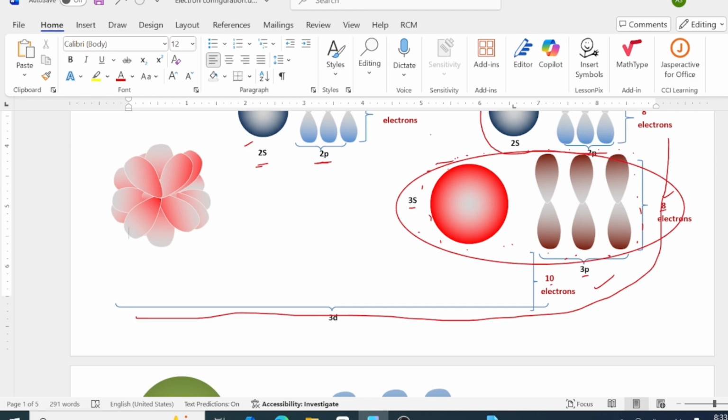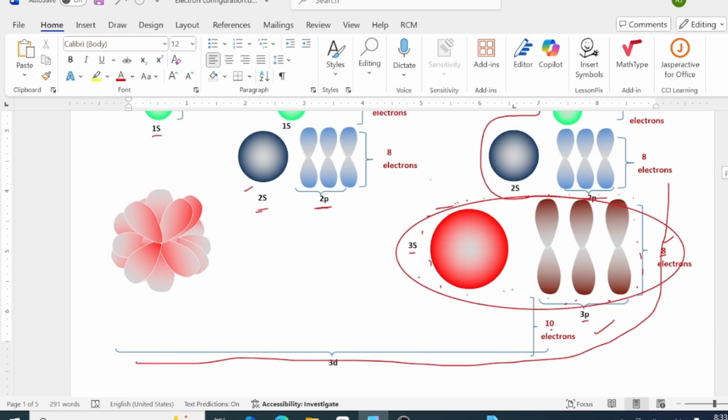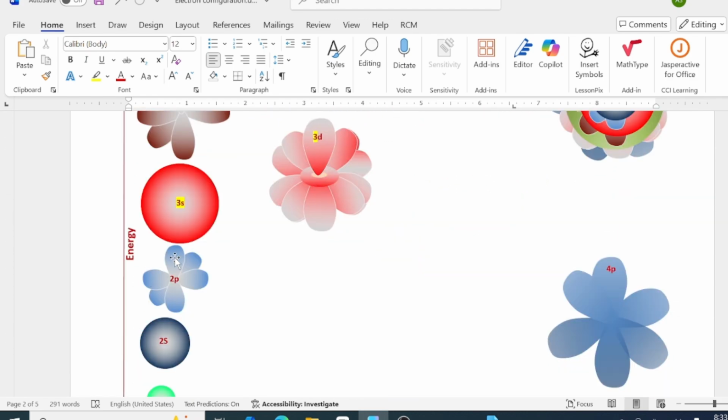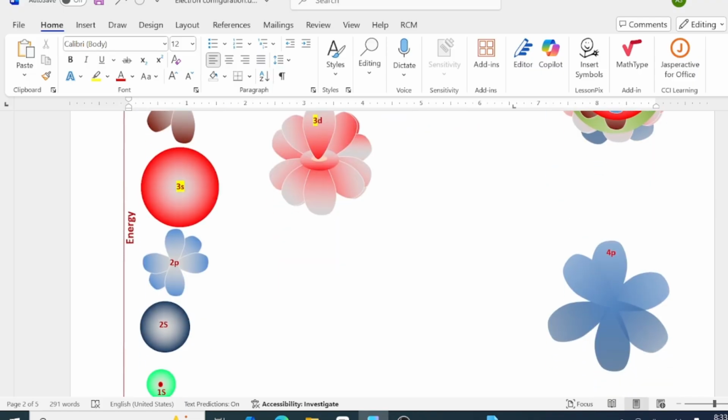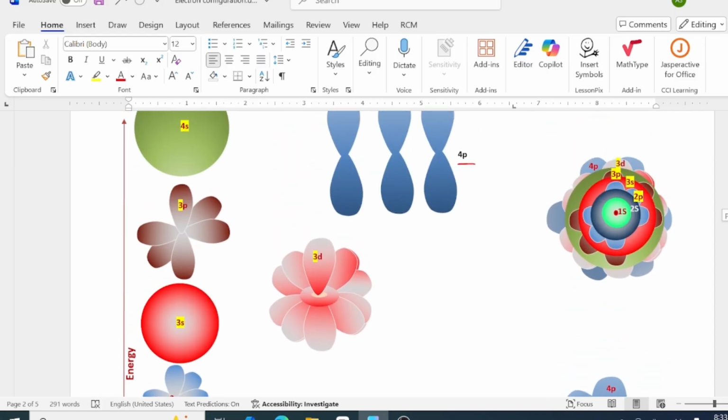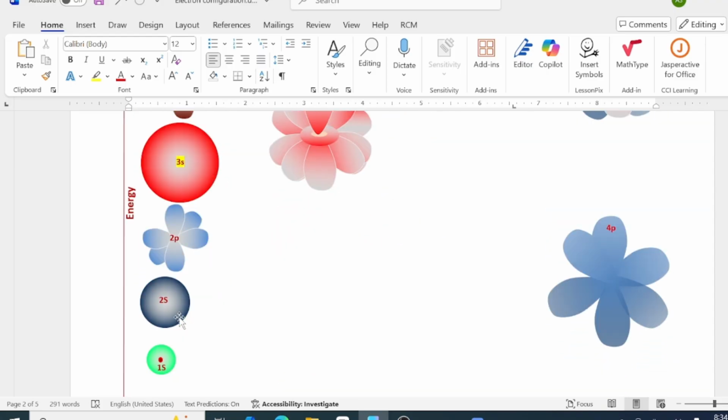Doing the same thing for the p orbitals, for the 2p orbitals, we have a structure like that. The 3p orbitals, we're going to have that. The 4p orbitals, we'll have that. The s orbitals are going to be by themselves. So this is what we'll do. We'll try to rank the orbitals in terms of the amount of energy that they possess.